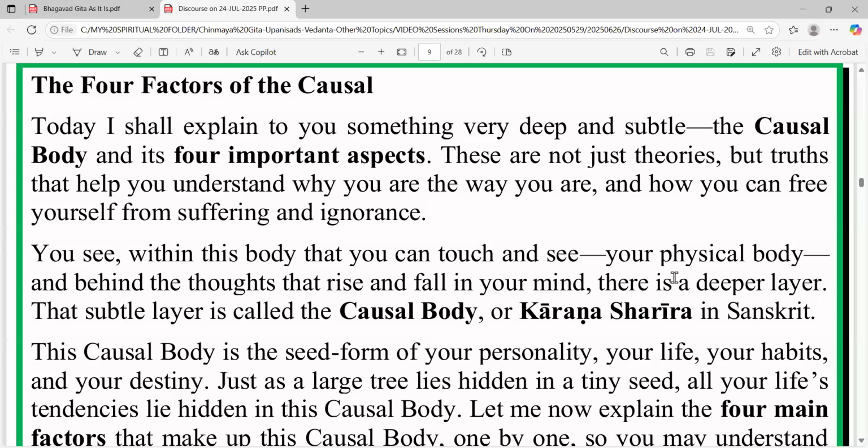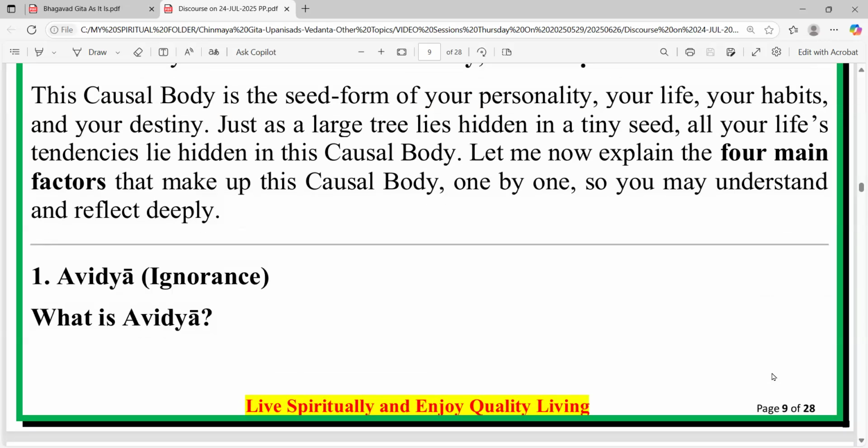Now you see, within this body that you can touch and see, which is your physical body, and behind the thoughts that arise and fall in your mind, there is a deeper layer. That subtle layer is called the causal body or Karan Sharir in Sanskrit. The causal body is the seed form of your personality, your life, your habits, and your destiny. Just as a large tree lies hidden in a tiny seed, all your life's tendencies lie hidden in this causal body. Let me now explain the four main factors that make up this causal body, one by one, so you may understand and reflect deeply.